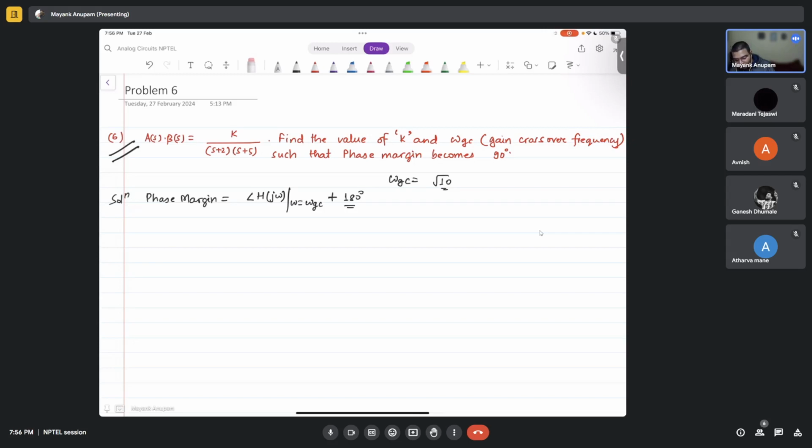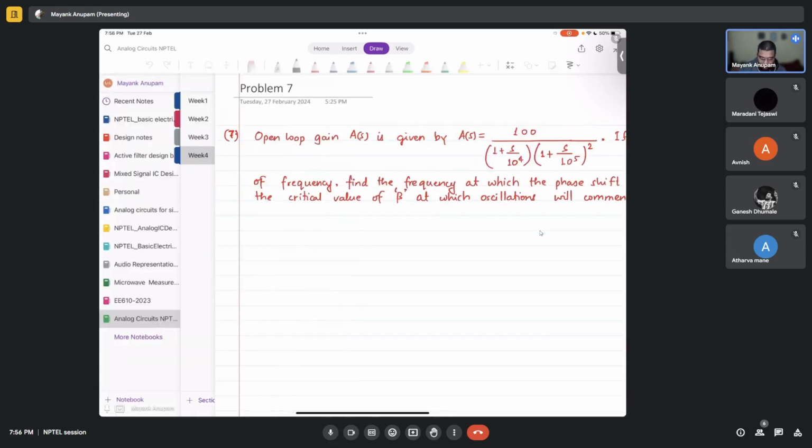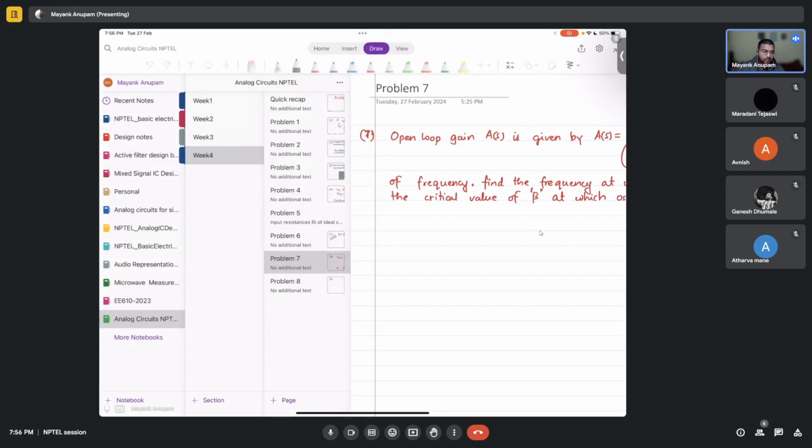So try to solve this question with this information, and 7 and 8 I will be solving in the next session. The next session will be on Saturday. It has already been announced, but I am just announcing it once again. Next session is on Saturday. This Saturday 6 to 8, same time.